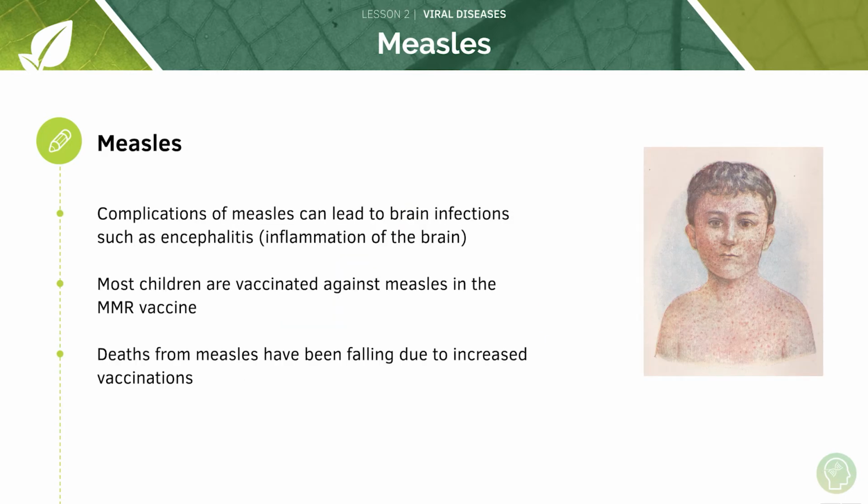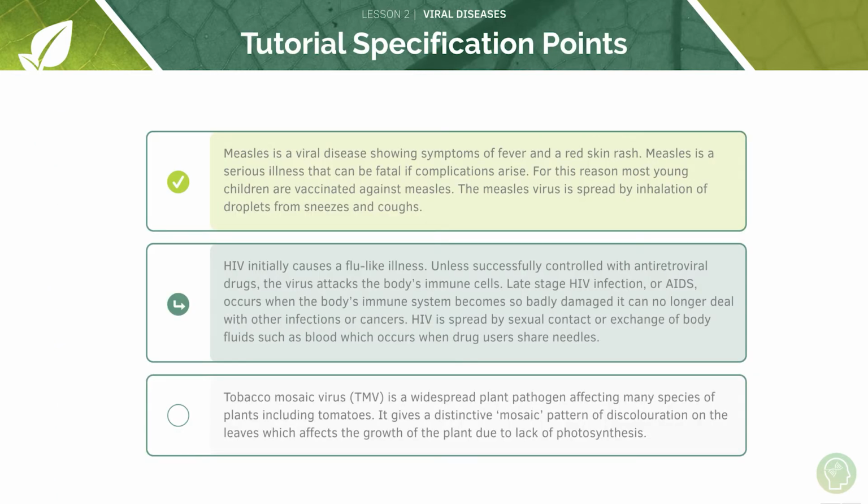So we've been over this. The complications of measles can include brain infections, such as encephalitis. Vaccination has helped in defending against measles and has led to a decrease in deaths. And next we'll move on to looking at the virus HIV.